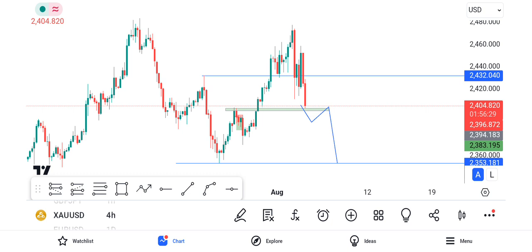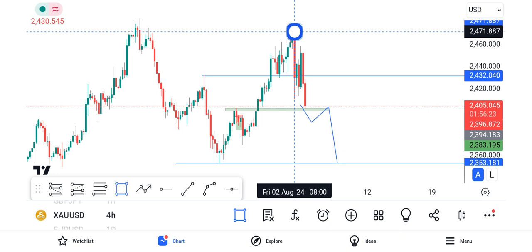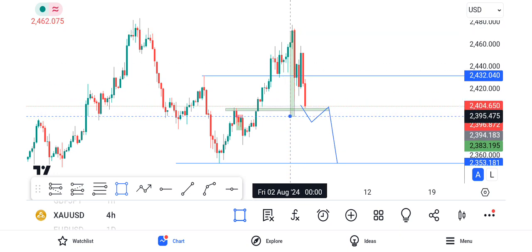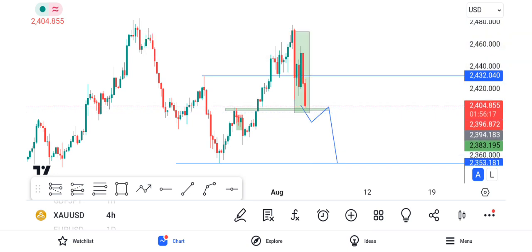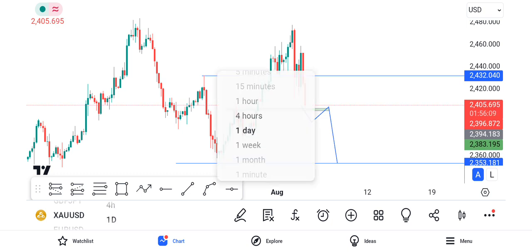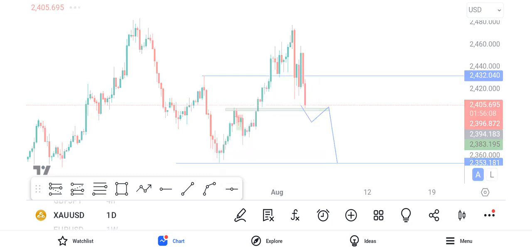To make a retest and just come down right here, because if you look at this bearish pullback, the candles are huge. So next, XAUUSD: the daily time frame is bullish.